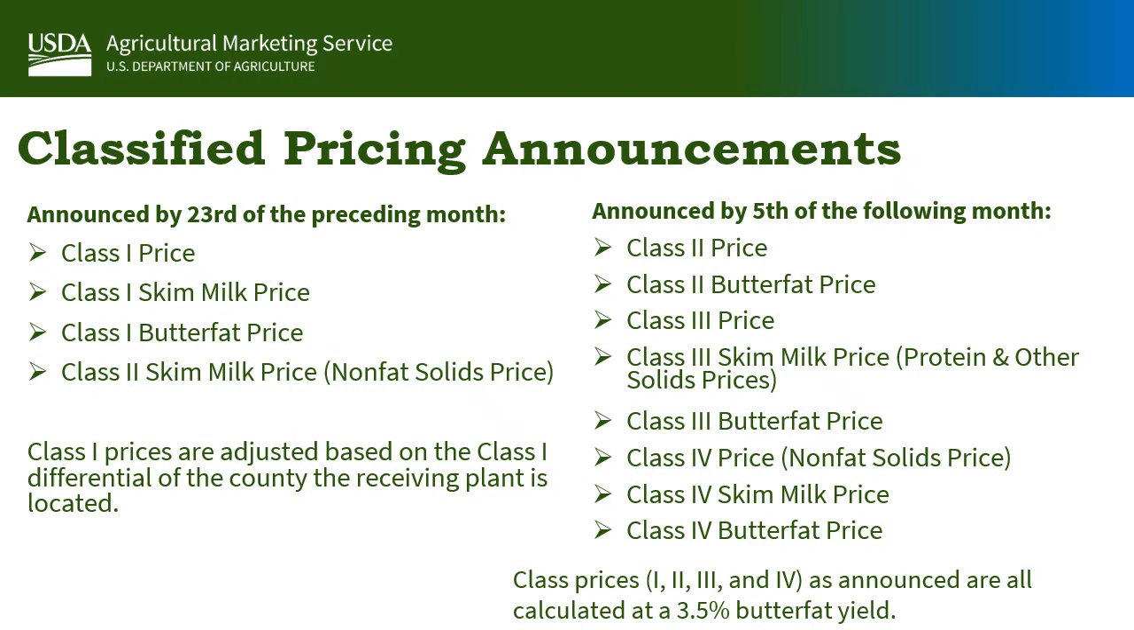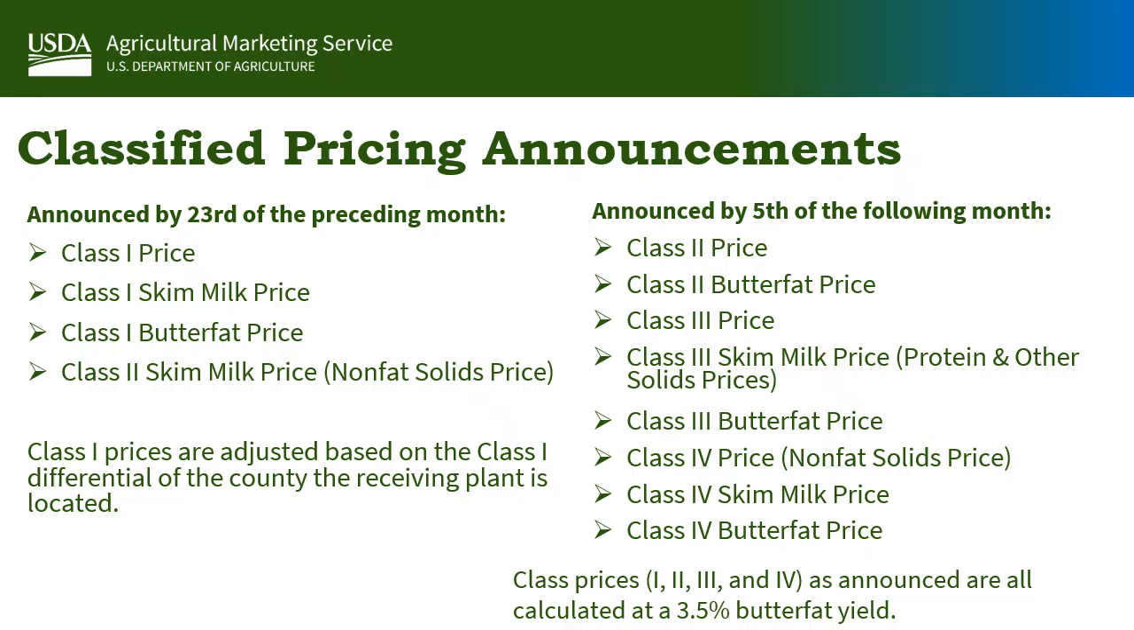The classified prices for each month are announced at 2 different times. First, the advanced prices are announced by the 23rd day of the preceding month. For example, June's advanced prices are announced on or before May 23rd. Advanced minimum prices are announced for Class 1, Class 1 Skim, Class 1 Butterfat, and Class 2 Skim. These prices are announced early so that fluid milk handlers know how much they are going to pay for their fluid milk that month.